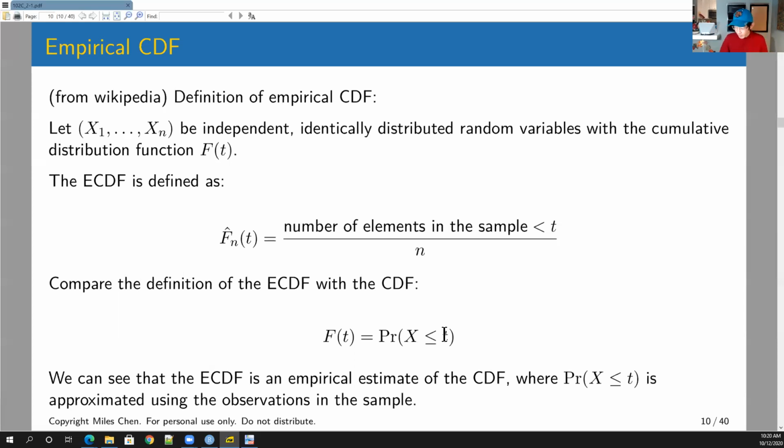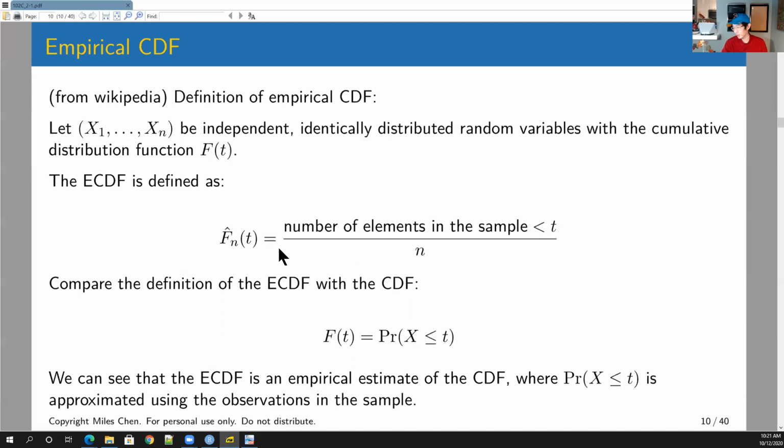For the normal distribution, it's close to 0 when t is like -3, and by the time t gets to +3, it's close to 1. For the uniform distribution, it's basically just a straight line going from (0, 0) up to (1, 1), a diagonal line, and things like that.